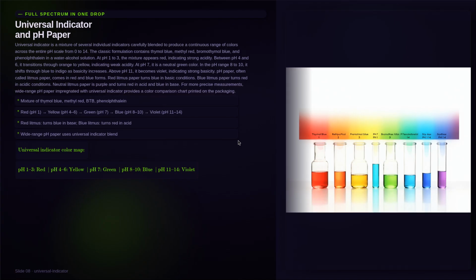Universal indicator is a mixture of several individual indicators carefully blended to produce a continuous range of colors across the entire pH scale from 0 to 14. The classic formulation contains thymol blue, methyl red, bromothymol blue, and phenolphthalein in a water alcohol solution.